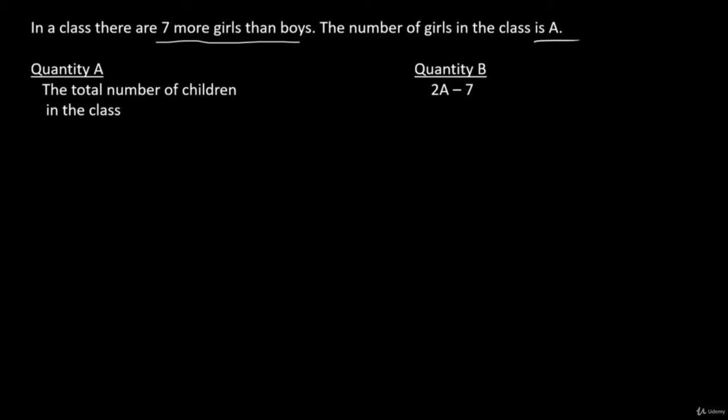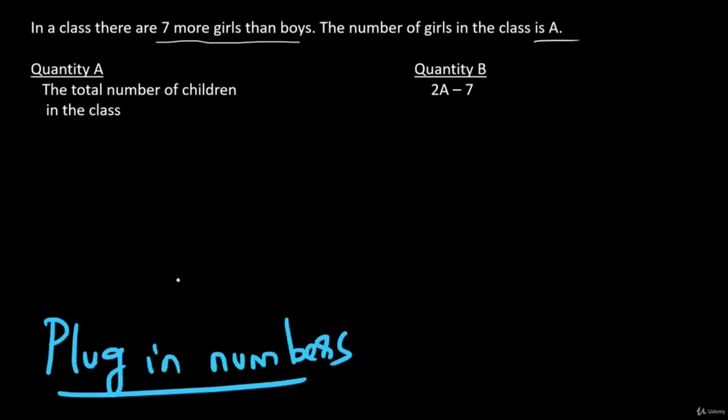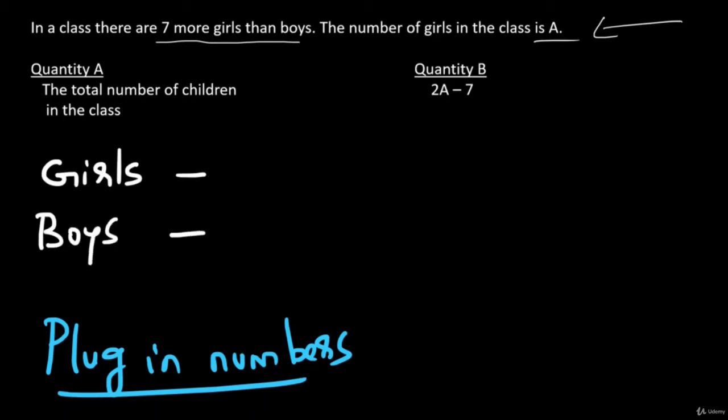Now, the best way to solve this question is just plug in numbers. Remember, when you plug in numbers, it has to satisfy the condition given in the question stem. So we have girls and boys in this class. It's given that the number of girls is A and that there are 7 more girls than boys. So if the number of girls is A, the number of boys will be A minus 7.